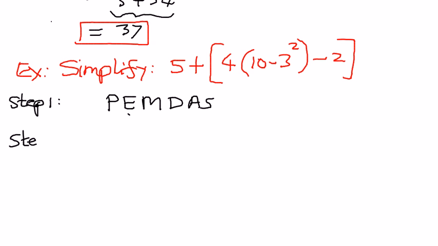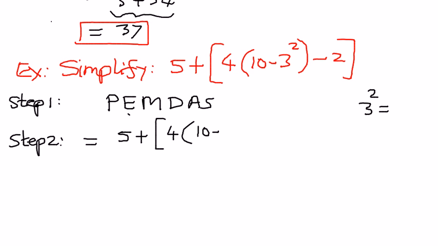So step number 2. We're going to start to simplify this. 5 plus open brackets 4 times open parenthesis 10 minus, we have 3 raised to the power of 2. The number of times the base term needs to be repeated is given to us in the exponent. Therefore 3 times 3 is what we want to do. 3 times 3 is equal to 9. So we replace 3 to the power of 2 by 9, close parenthesis, minus 2, and then close brackets.